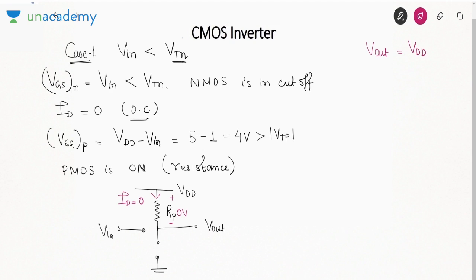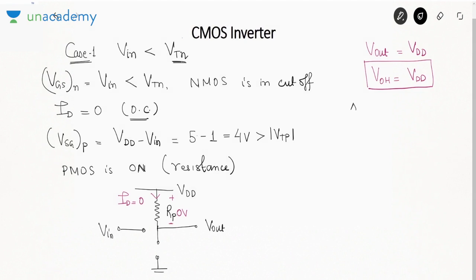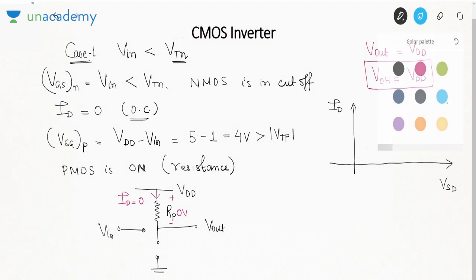This voltage is called VOH, that is high voltage at the output. It is equal to VDD. You can also understand one thing. Both the transistors are connected in series, so their current will be same. Now, if you draw the output characteristic of PMOS, it will be like this.